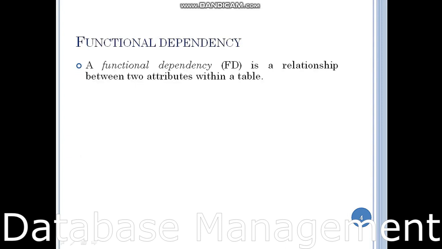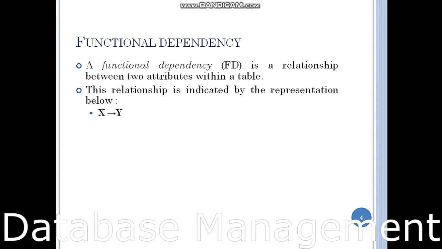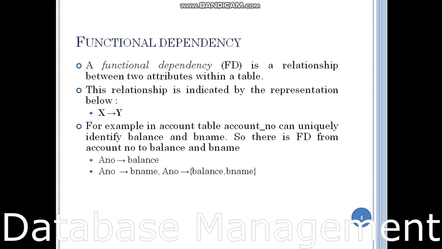Functional dependency. A functional dependency is a relationship between two attributes within a table. If x and y are two attributes, then functional dependency will be represented by x to y, which indicates that y is functionally dependent on x. For example, in the account table, account number can uniquely identify balance and branch name. So there is a functional dependency from account number to balance and branch name.